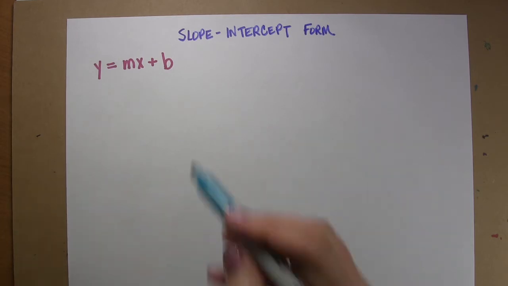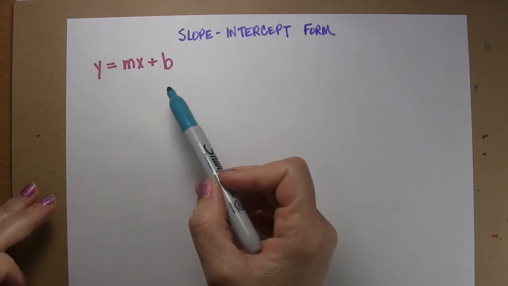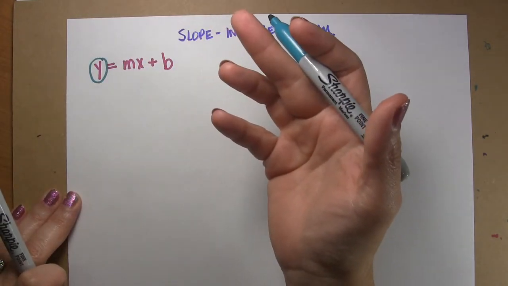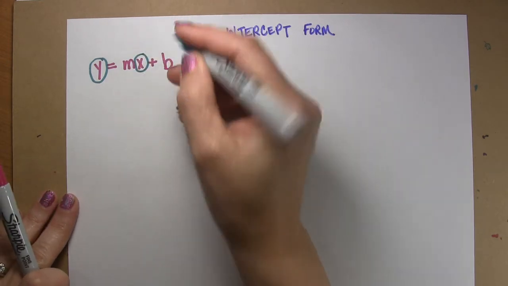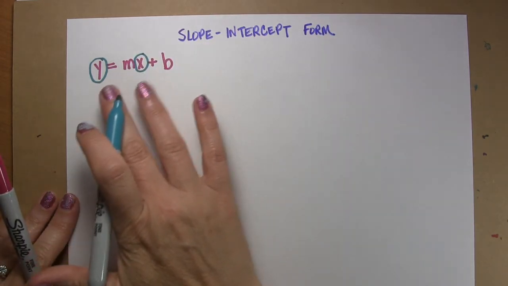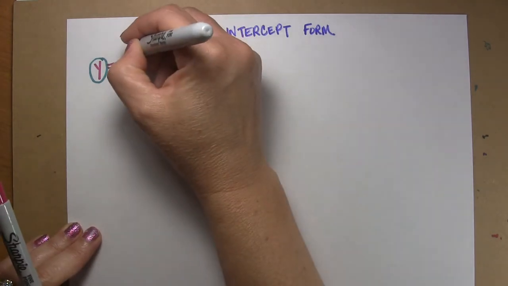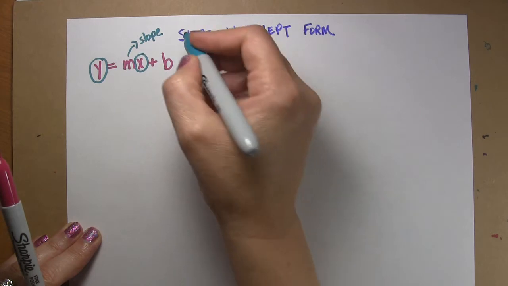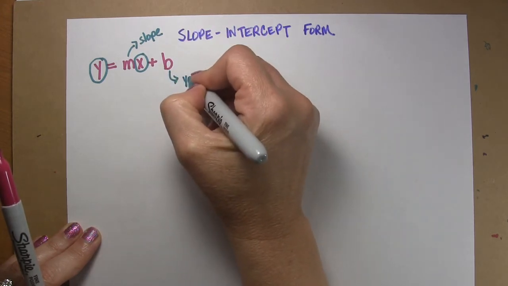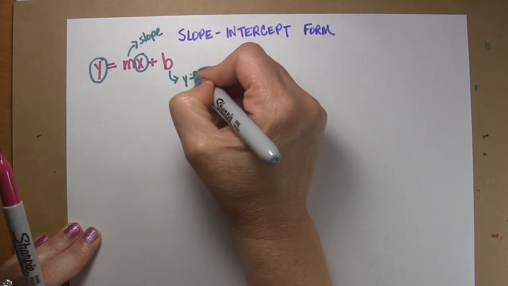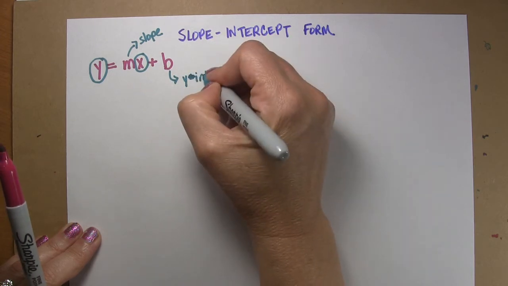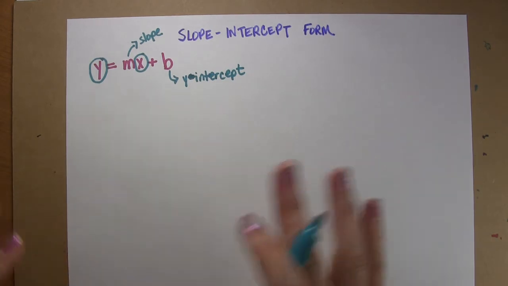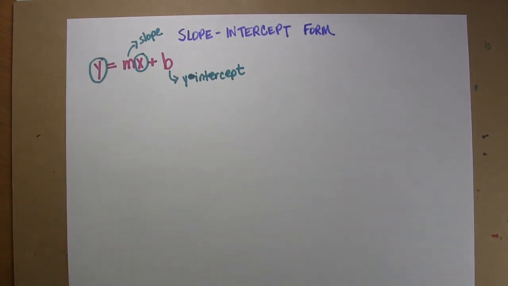Now, this is the way it's written, y equals mx plus b, and y is your y coordinate, and x is your x coordinate. So those two are just your xy values. The m always stands for your slope, and the b always stands for your y-intercept. That's what those numbers always mean when you're in the slope-intercept form.